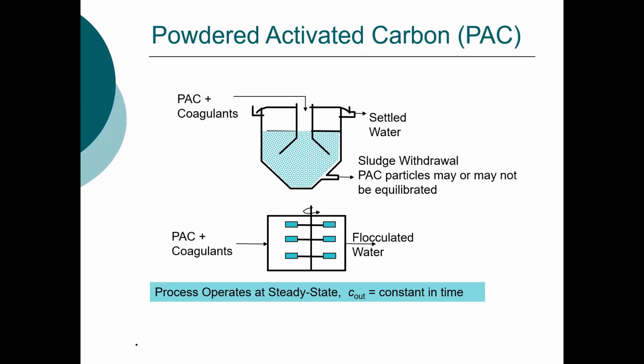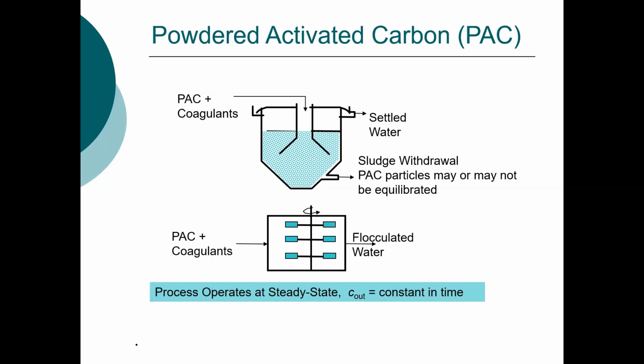The first one we'll look at is powdered activated carbon. Powdered activated carbon is just activated carbon that is very, very fine. It's too fine to use in a column because the head loss would be too great. Think of it as the consistency of powder. Well, we can add this to a rapid mix tank when we add coagulants.